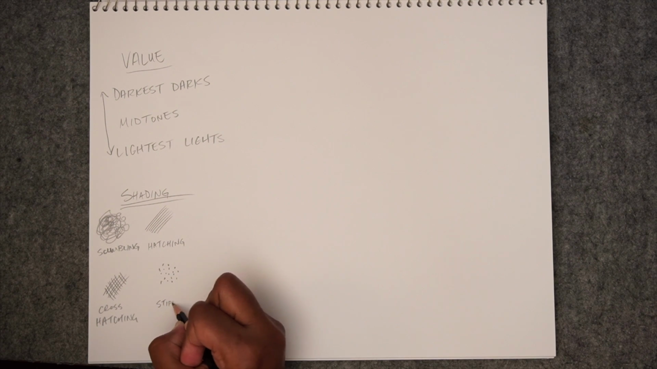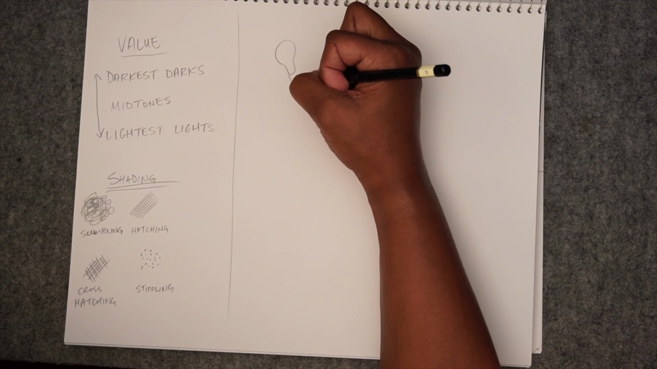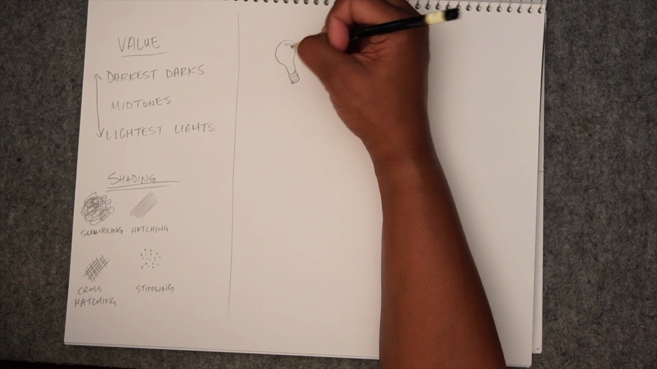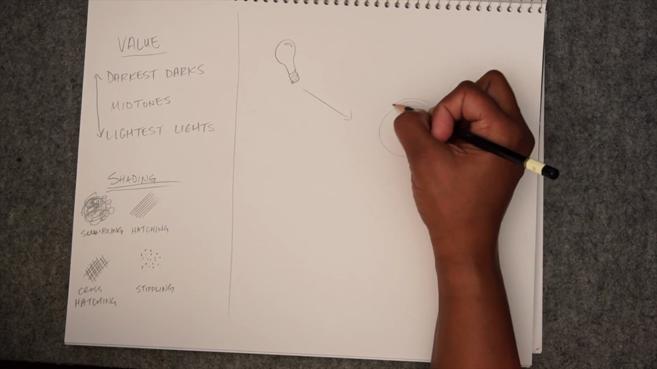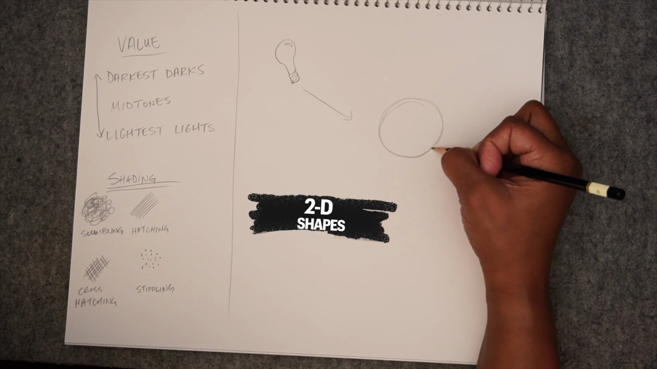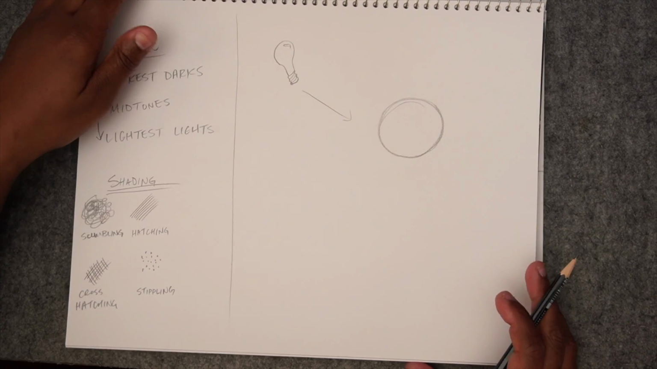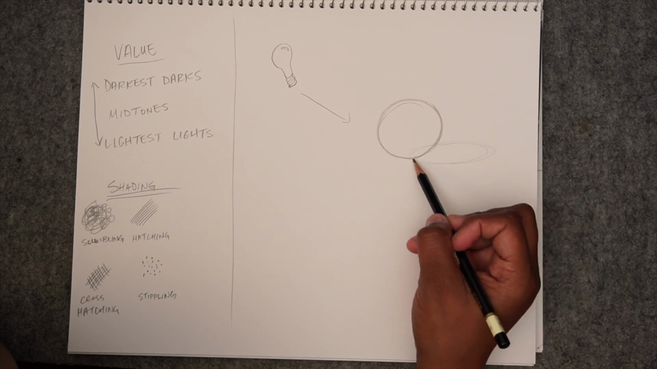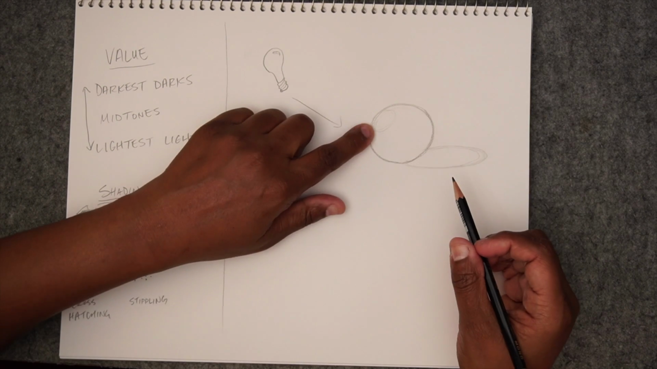When we are considering shading any object, we have to think of our light source and which direction the light will be coming from. In this example, the light will be hitting the left side of my object. To draw my sphere, I start with a simple two-dimensional circle. I am also adding an ellipse below it that will become my cast shadow later on. Take note that the shadow is opposite the light source. Here is where my highlight will be.